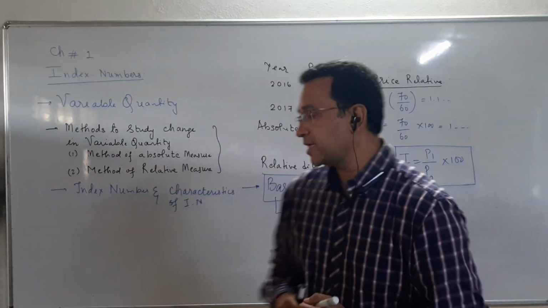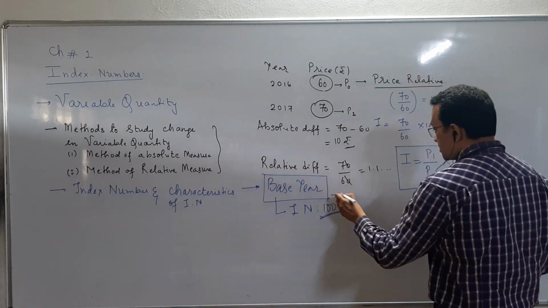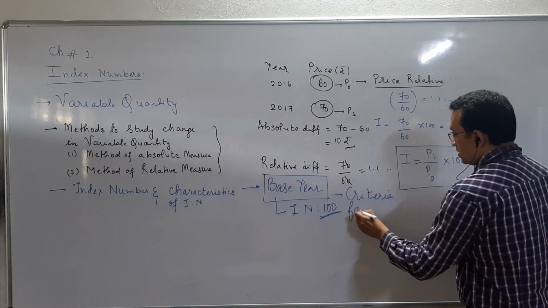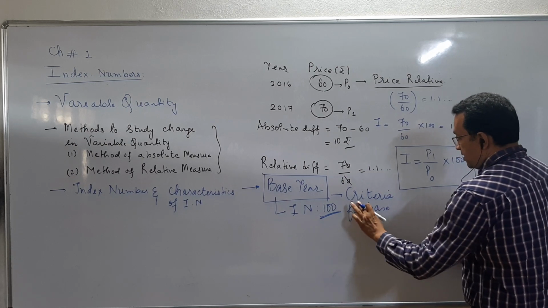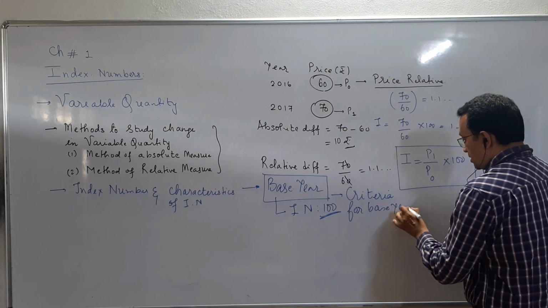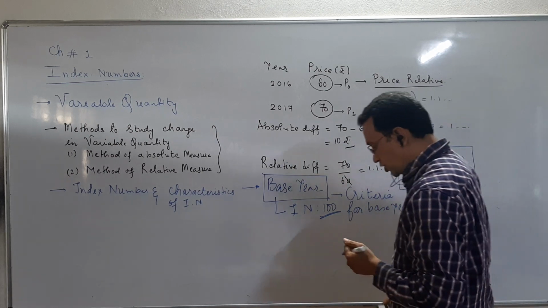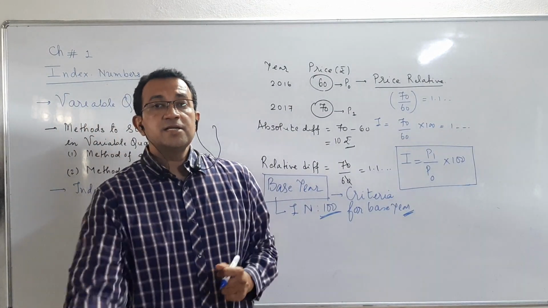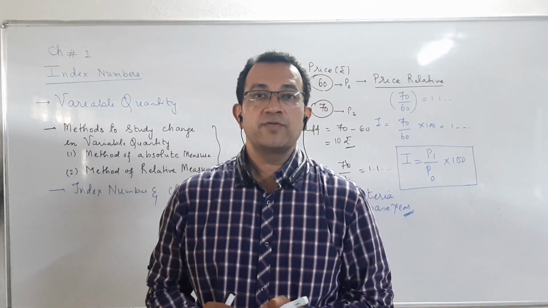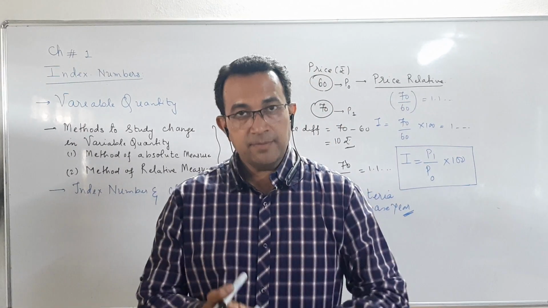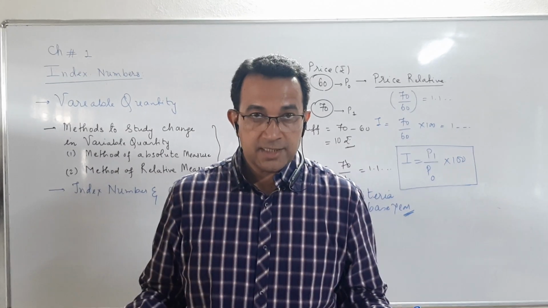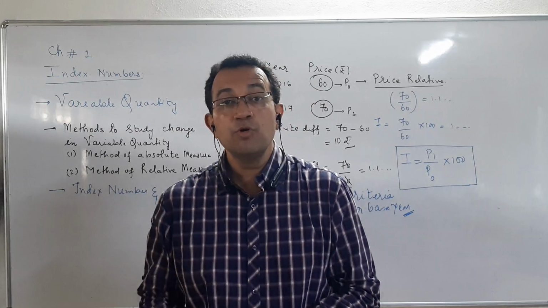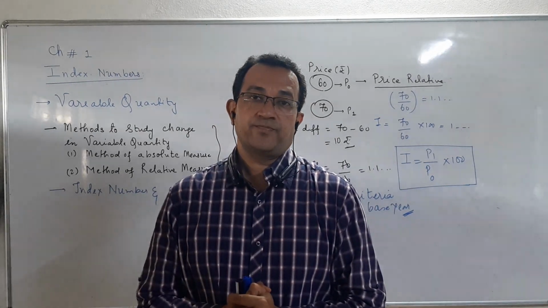Now what are the criteria for base year, students? Next is criteria for base year. What are the conditions? What are the criteria to select a base year? A base year must be a normal year, free from natural calamities, man-made calamities, political instability, free from economic recession, free from economic boom, etc.